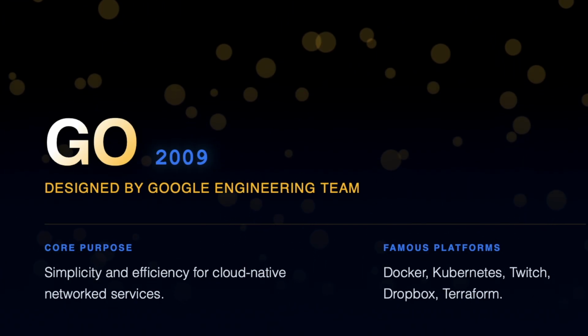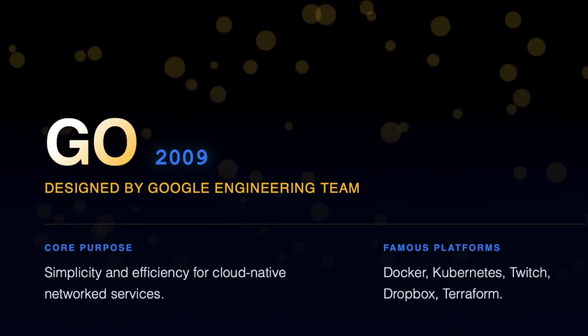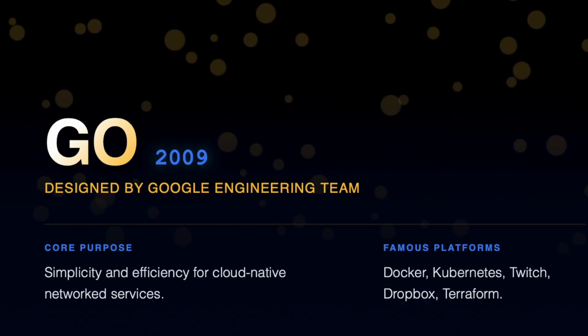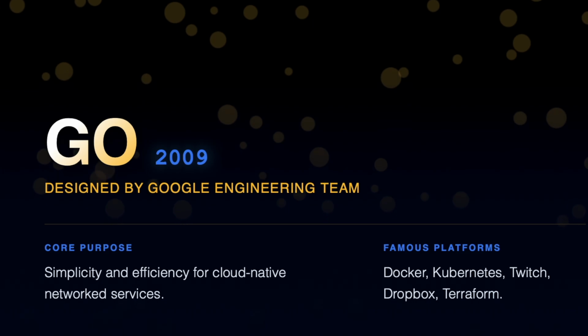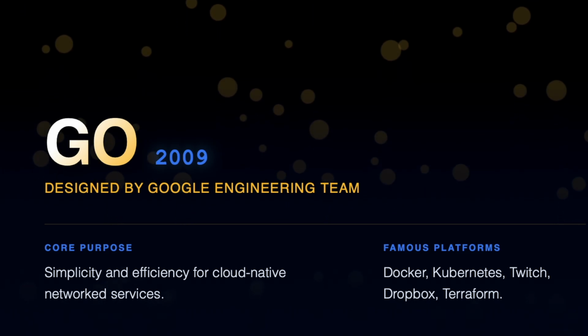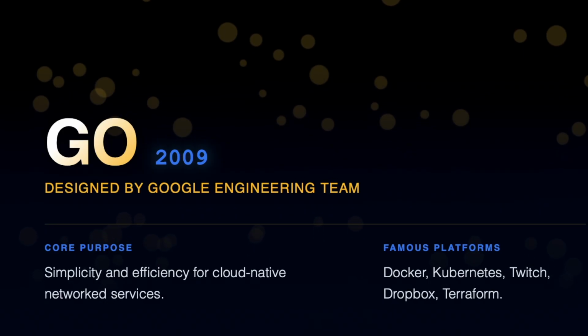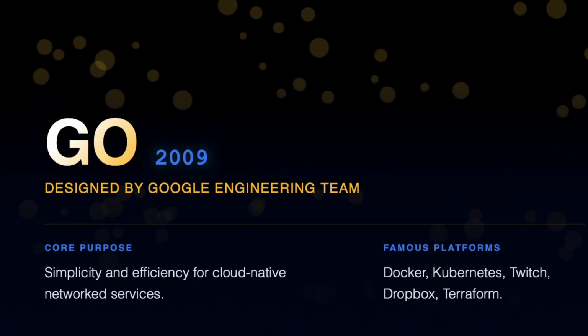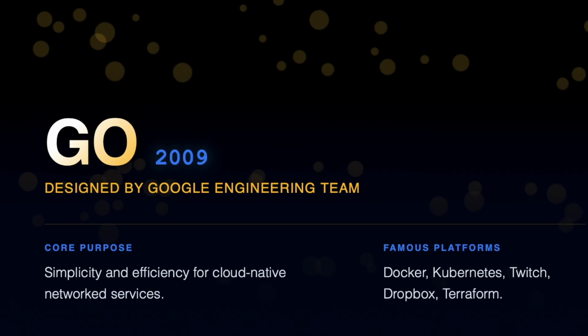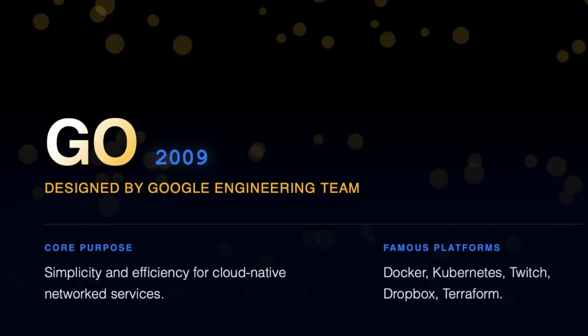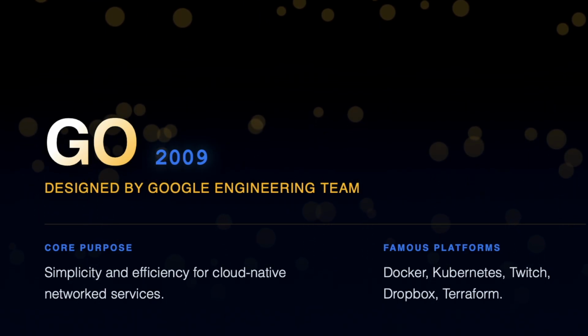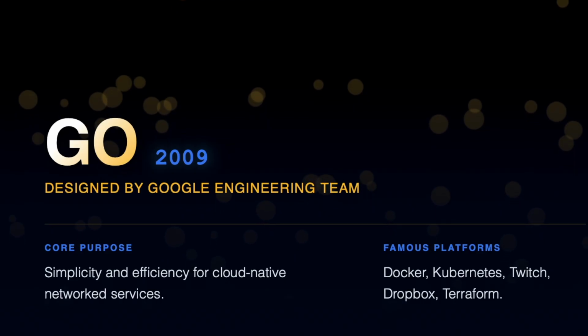Google engineers Robert Griesemer, Rob Pike, and Ken Thompson created Go to solve modern problems: slow builds, complex dependencies, and inefficient concurrency. Go's deliberate simplicity is its greatest superpower. Docker, Kubernetes, Terraform, and Twitch's streaming infrastructure are all built on Go. It became the definitive language of cloud-native computing, proving that you do not need complex features to build massively scalable systems.